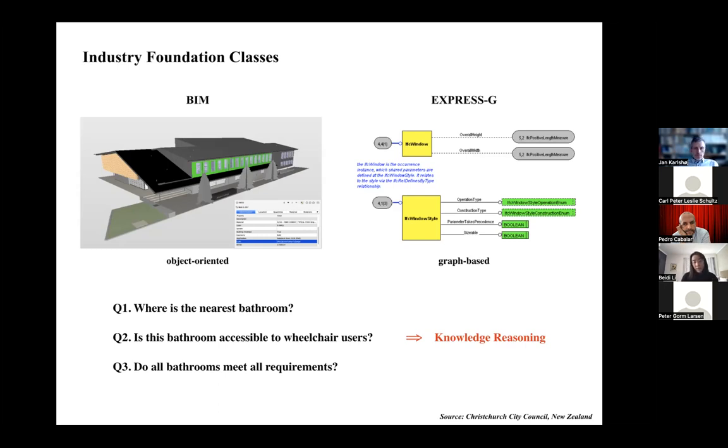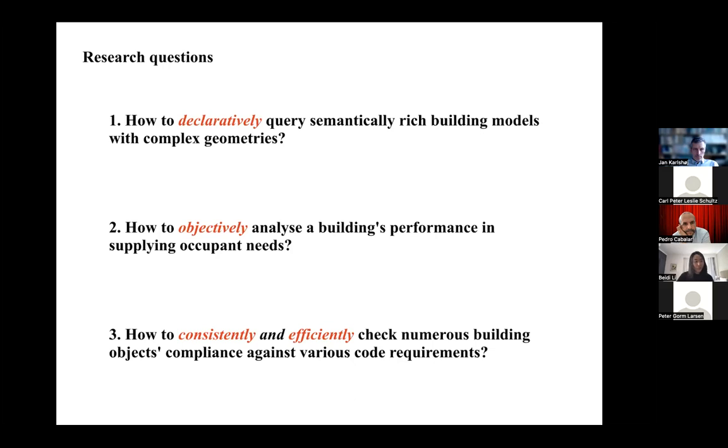Or we want to ask, is this bathroom accessible to wheelchair users? In this case, accessibility is a qualitative concept that is open for interpretation. Or we might also want to ask, do all bathrooms meet all requirements? And thus, we want to reason about those questions, but how? Which leads to my three major research questions.